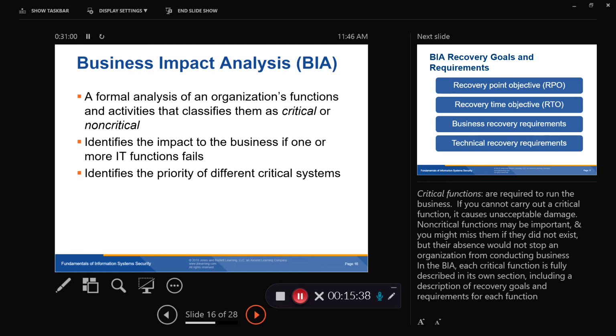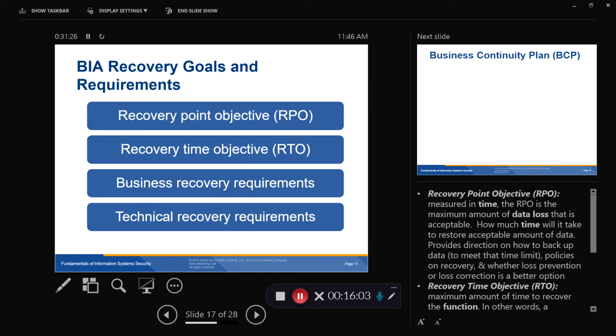In the business impact analysis, each critical function is fully described in its own section, including a description of recovery goals and requirements for each function. Again, they identify the impact to the business if one or more IT functions fail, and they identify the priority of different critical systems, and not all systems are as critical as other systems. So the business impact analysis, recovery goals and requirements.